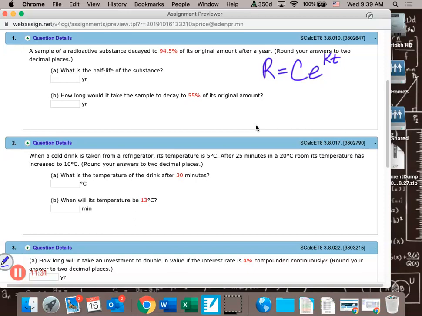Now, C is your initial amount. They didn't give us any amounts in this problem. They gave us percentages of amounts. So here's the thing. We know that after 1 year, so t equals 1, the substance decayed to 94.5% of its original amount. If the original amount is C, how much would this be?